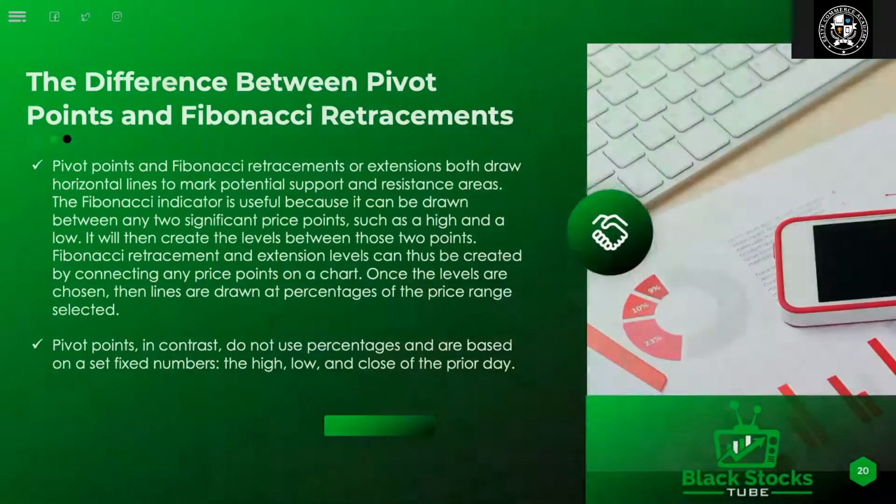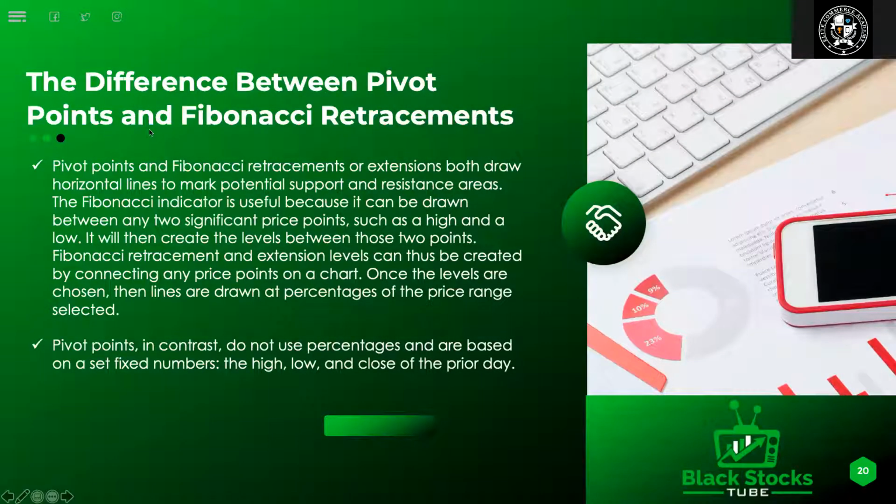All right. The difference between pivot points and Fibonacci retracements. Pivot points and Fibonacci retracements are extensions. Both draw horizontal lines to mark potential support and resistance areas. The Fibonacci indicator is useful because it can be drawn between any two significant price points, such as a high and a low. It will then create the levels between those 2 points. Fibonacci retracements and extension levels can thus be created by connecting any price point on the chart. Once the levels are chosen, lines are drawn at percentages of the price range selected.